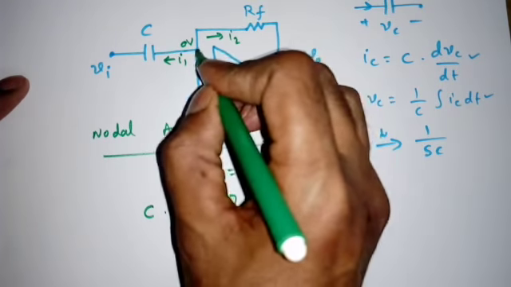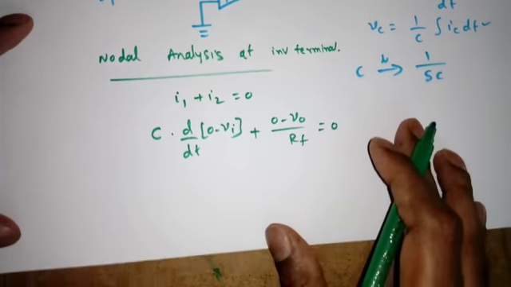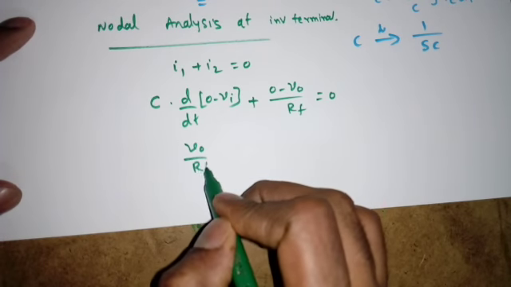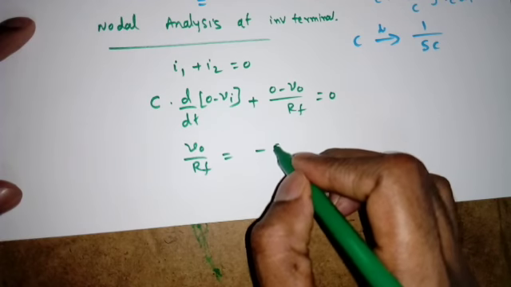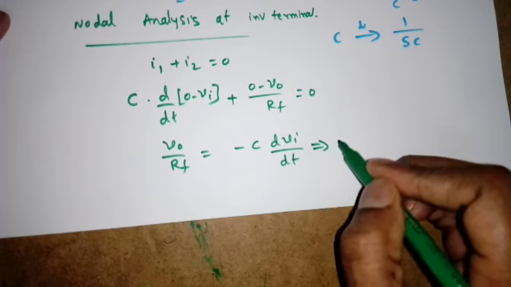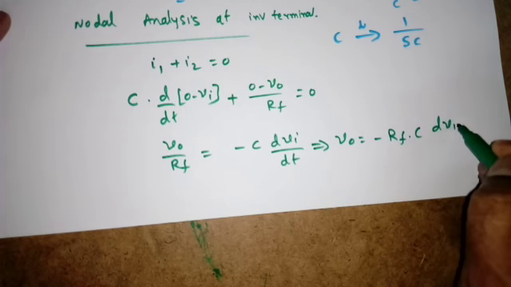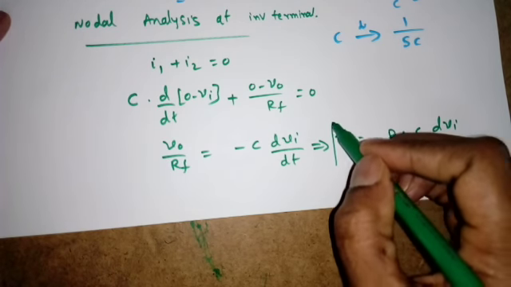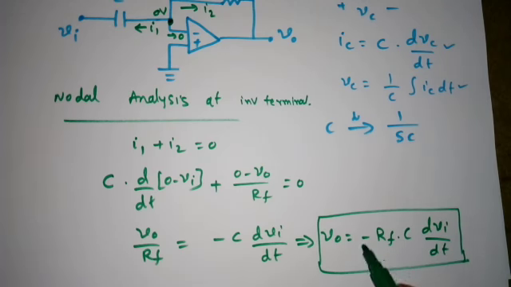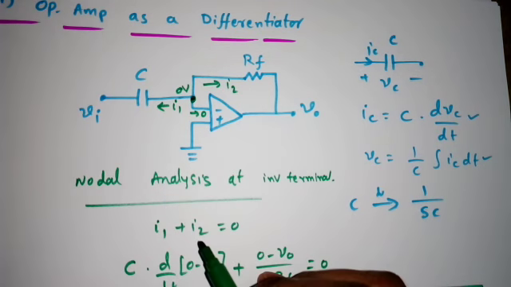So again, what is the difference? 0 minus V0 by RF. 0 minus V0 by RF is equal to 0. I need V0, so I will move V0 by RF to that side. So V0 by RF is equal to minus C dVi by dt. So this will come out as V0 is equal to minus RF into C into dVi by dt. So the output voltage is the differentiation of the input voltage with some constant. That's why this circuit is called a differentiator.